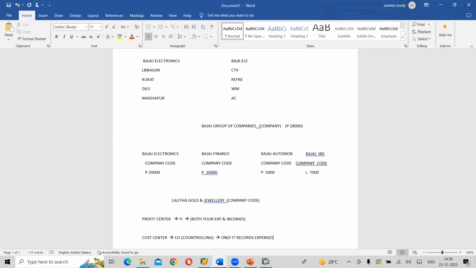Understood? What will a profit center record? A profit center will record both your incomes and expenses, or revenues, whatever you call them. How it will record, we will see in future. What is the difference between a profit center and a cost center? A profit center records both expenses and incomes, while a cost center records only expenses. Is that clear? If you don't understand that, it's fine as of now, but definitely we need to understand in future, at least when we enter into the practical part.